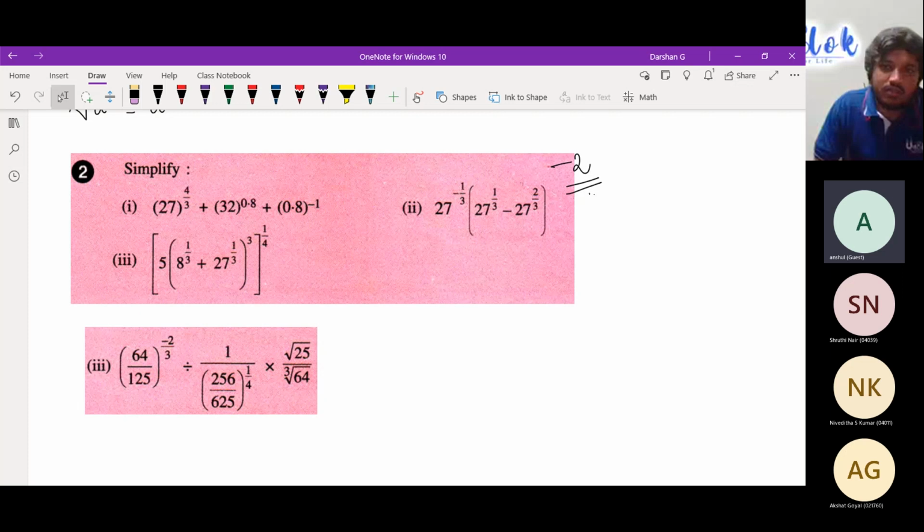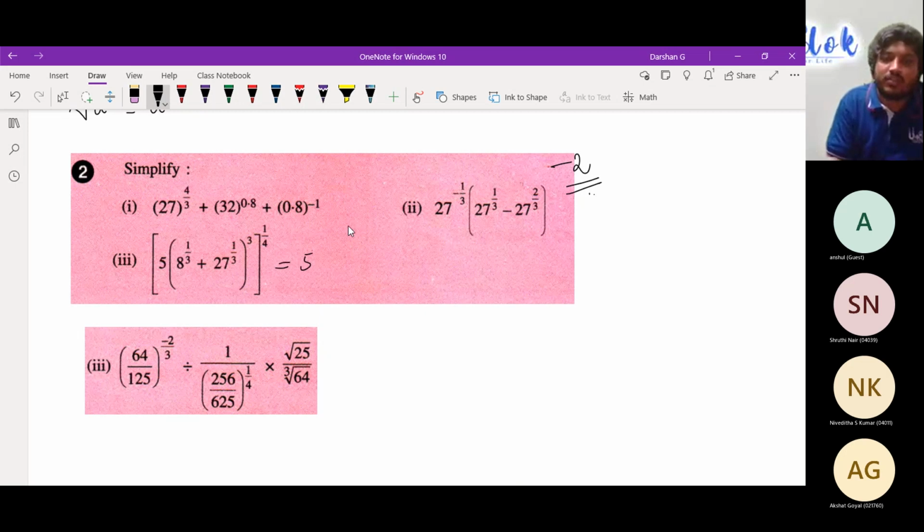Sir, the third one is 5. Third one is 5. Very good. That's the right answer. So both have finished it. So can you guys tell me which is the number which has a perfect square root and also a perfect cube root? Which is the number?